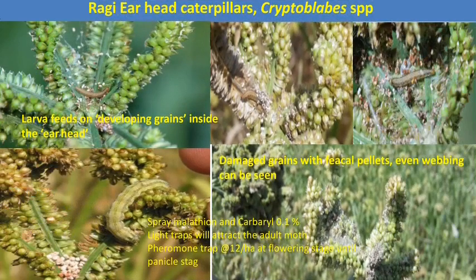Then this is the ragi earhead caterpillar. It is a lepidopteran pest. The caterpillar attacks the developing grains inside the ear heads and damages the grains with fecal pellets. Even webbing can be seen in the infested fields. And for the management of the ragi caterpillar, we can spray the crop with malathion and carbaryl.